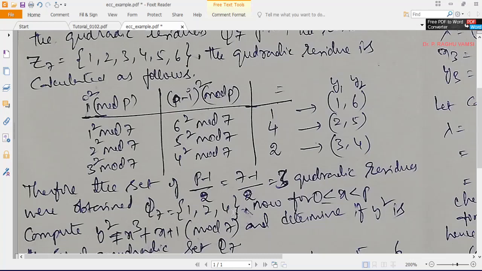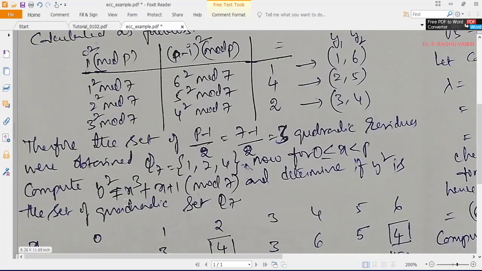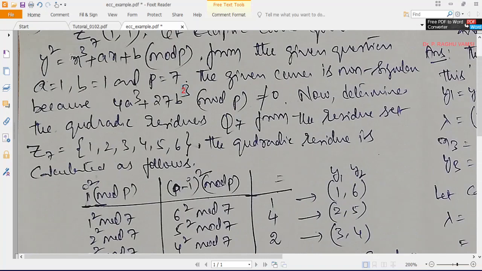Now this quadratic residue calculation is over. Now for x from 0 up to p minus 1, compute y square is equal to x cube plus x plus 1 mod 7. So we need to use this equation and compute it.